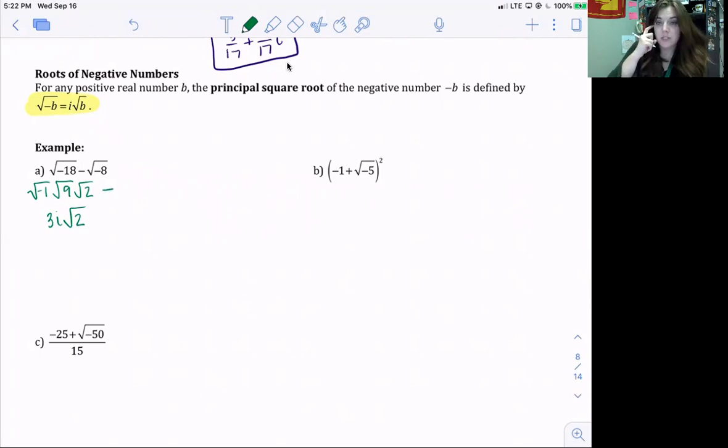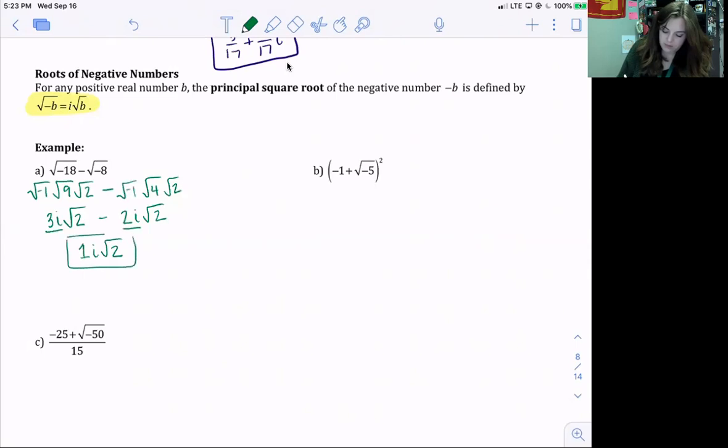Minus, okay, the square root of negative 8. This is the square root of negative 1. And then 8 can be broken up to the square root of 4 and the square root of 2. The square root of 4 is 2. The square root of negative 1 is i, and we're left with the square root of 2. So now we have like terms. So 3i minus 2i is 1i, and then our square root of 2 just kind of hangs out. It's like our variable, it's like the x. So that is our simplified form.